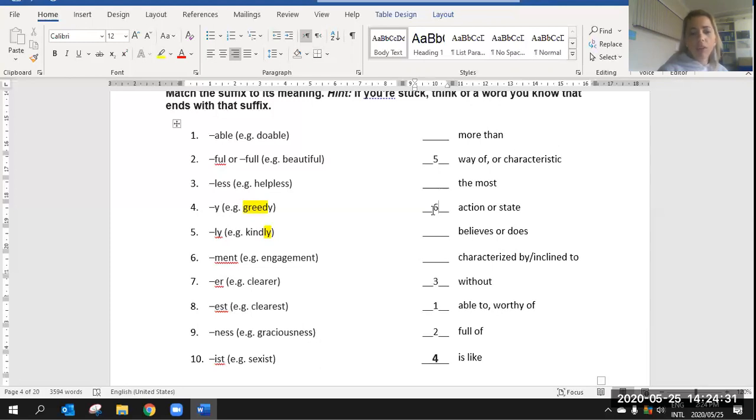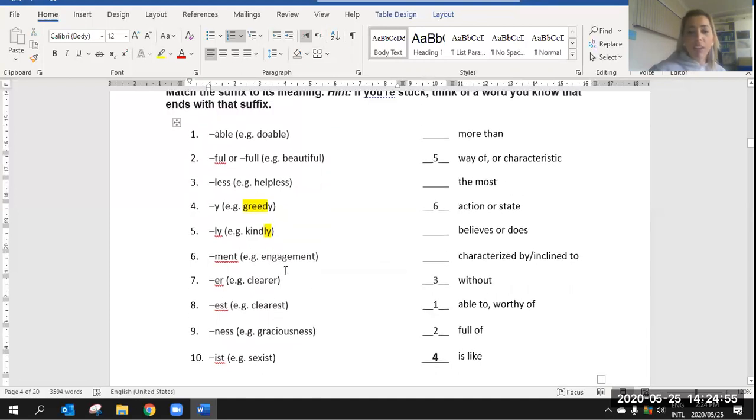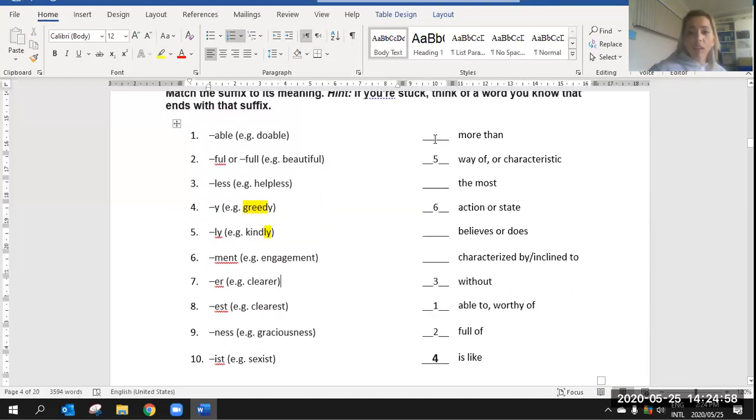Then 7, clearer. Now I get to my, I want to say trappe van vergelijking, my degrees of comparison. Phew, my English left me there for a second. So when I get to my degrees of comparison, then I get to my ER and EST words. Those are related to my degrees of comparison. So something is clear, but it can also be clearer. So it can be more than clear, clearer. But it can also be the clearest, number 8, which means the most, the clearest. So that links to my degrees of comparison.